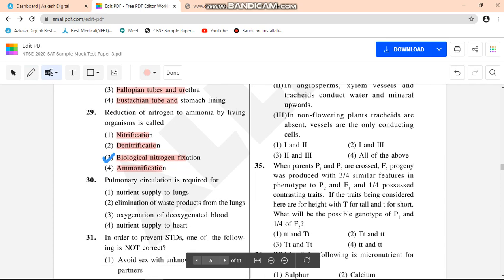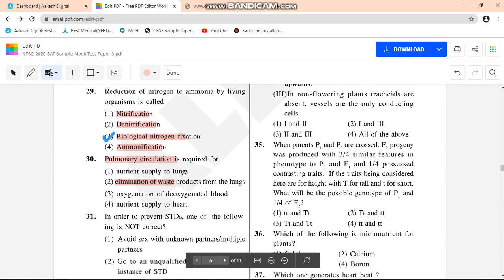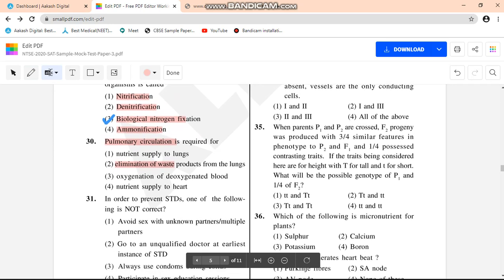Our next question, question number 30, is pulmonary circulation is required for. Option number 1 is nutrient supply to lungs. Option number 2 is elimination of waste products from lungs. Option number 3 is oxygenation of deoxygenated blood. Option number 4 is nutrient supply to heart. So friends, our third option, oxygenation of deoxygenated blood, is correct.